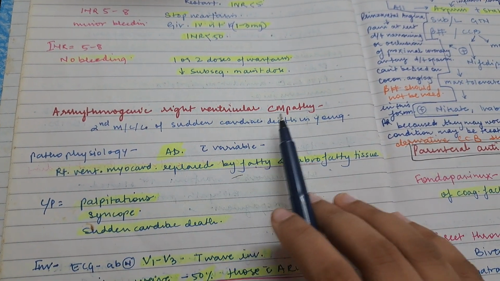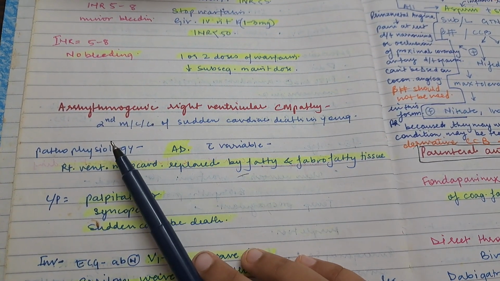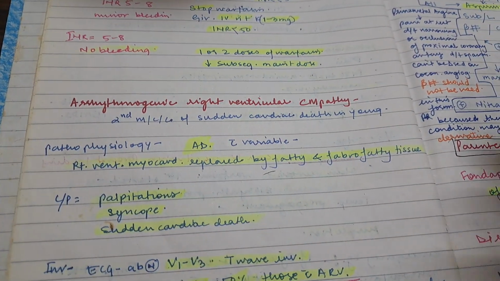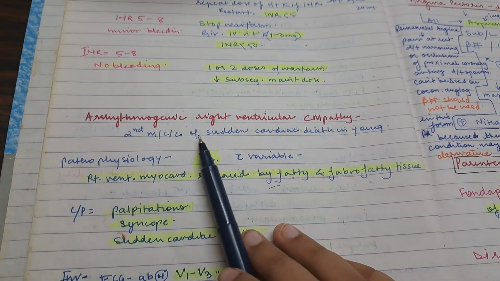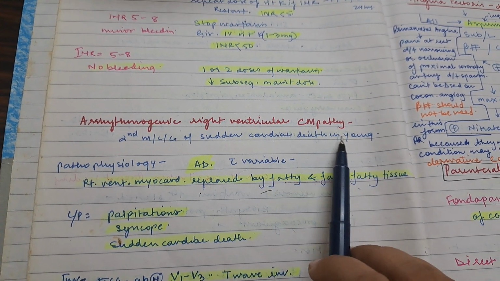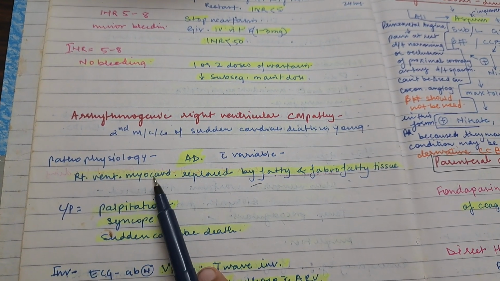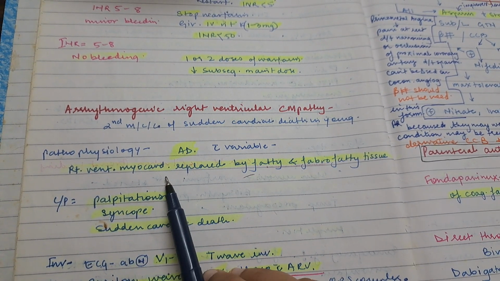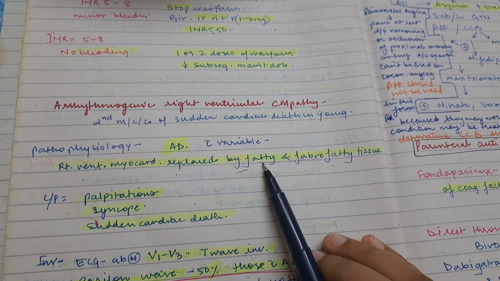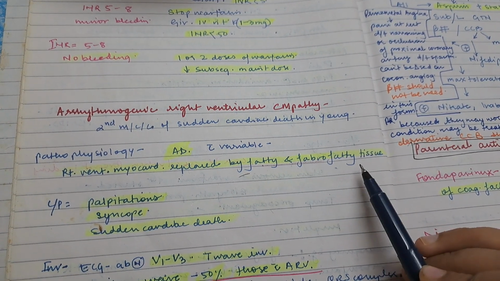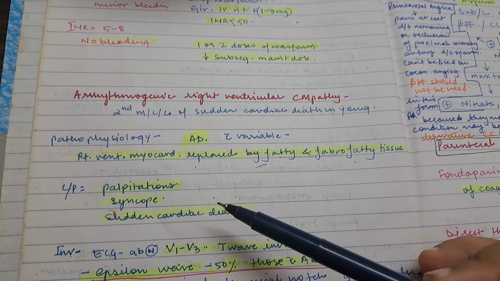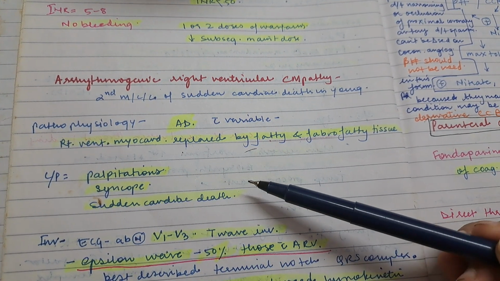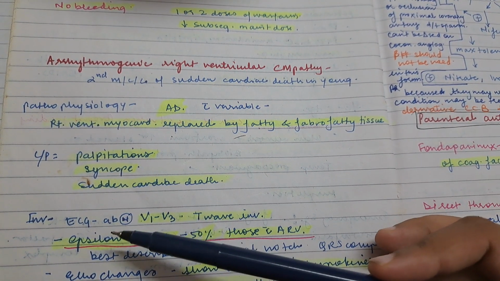Arrhythmogenic right ventricular cardiomyopathy. Okay, now we are doing part 3 of the cardiology revision series of the notes. This is the second most common cause of sudden cardiac death in the young. The pathophysiology is autosomal dominant, with variable right ventricular myocardium which is replaced by fatty and fibrofatty tissue. What are the clinical features? There will be palpitations, syncope, sudden cardiac death.